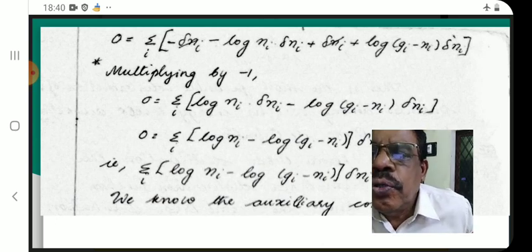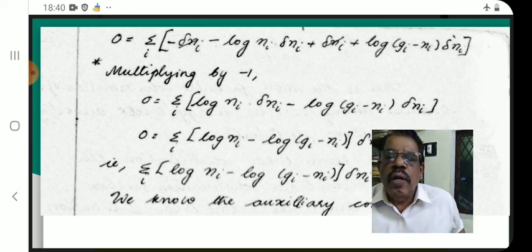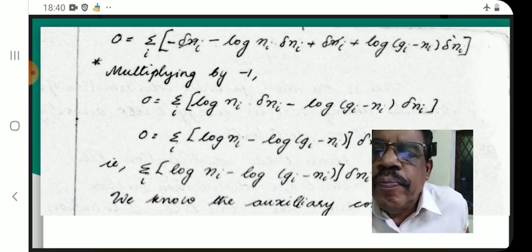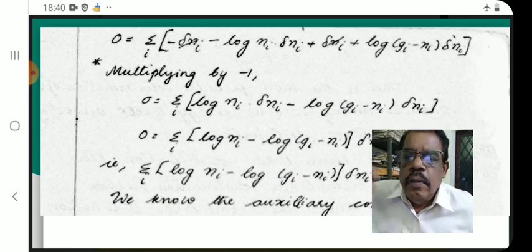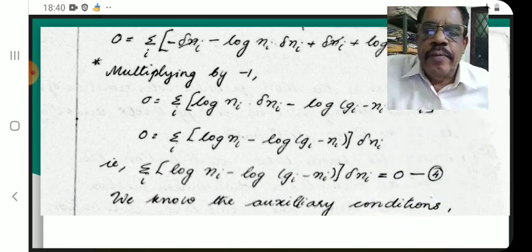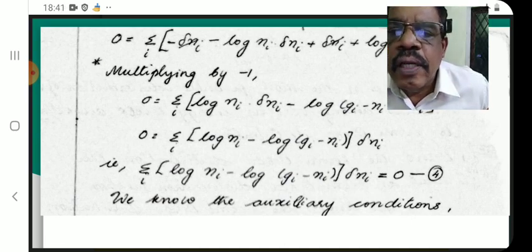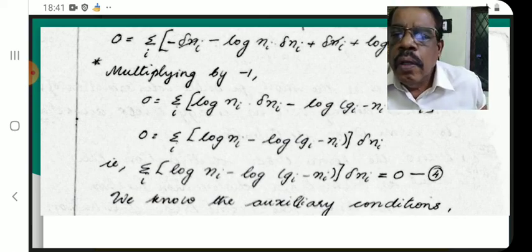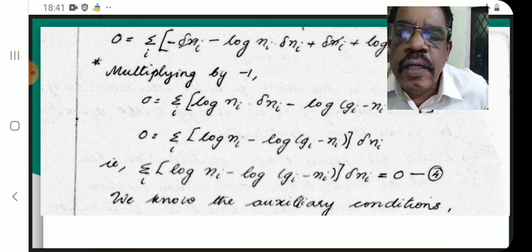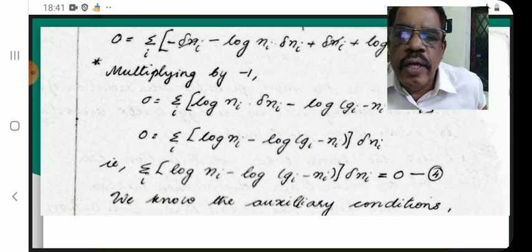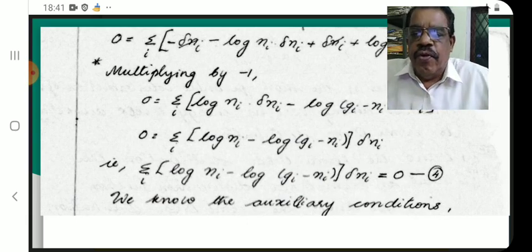That is 0 is equal to sigma i. When we multiply by minus 1, the terms inside the bracket become their opposites: log Ni delta Ni minus log (Gi minus Ni) delta Ni. That is equal to, delta Ni we take out as a common factor. 0 is sigma i of log Ni minus log (Gi minus Ni) into delta Ni. That we write in order. That is sigma i of log Ni minus log (Gi minus Ni) into delta Ni is 0. If A is equal to B, then B is equal to A. That is the step. And this is an important equation, number 4. 4, 5, and 6 are important.